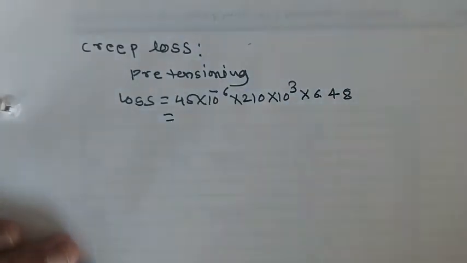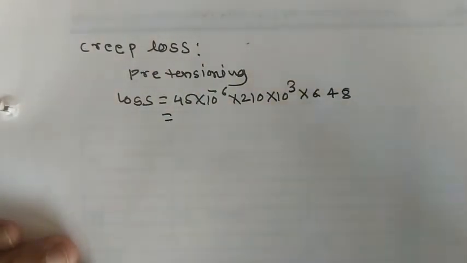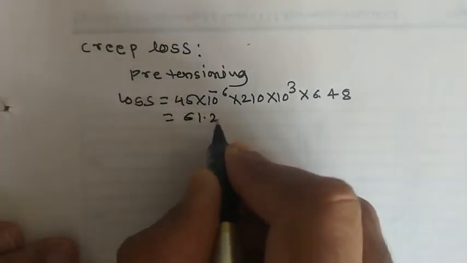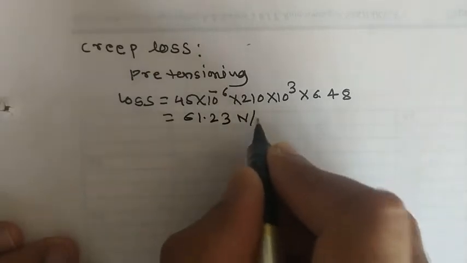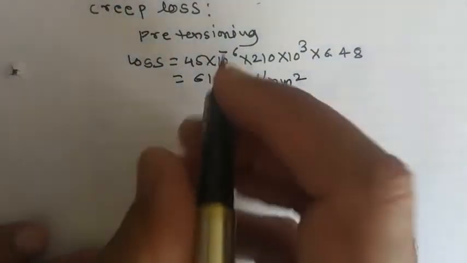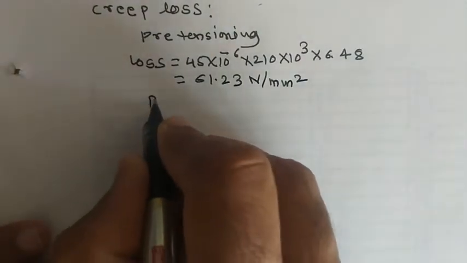Okay, so the value is 45 into 10 raised to minus 6 multiplied by 210 into 10 raised to 3 multiplied by 6.48. So the value is 61.23 Newton per mm square. Okay, so this value is for pre-tensioning.